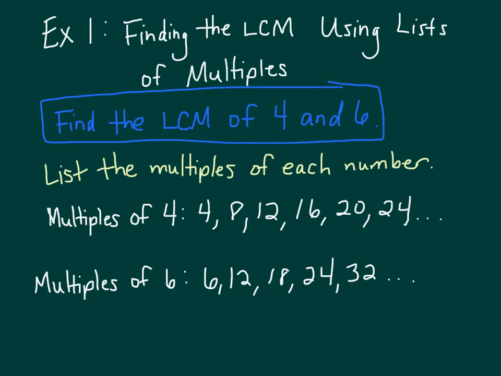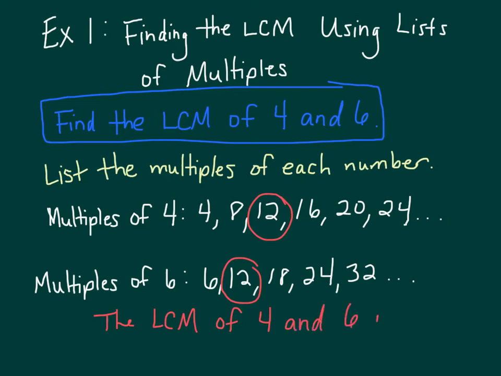To find the least common multiple, we look for anything they have in common. We can see that both of them have a 12 on their list, and they both have a 24 on their list, but since we're looking for the least common multiple, we're going for the smallest one, and the first one they both have in common is 12. So we say the LCM, or least common multiple, of 4 and 6 is 12. That's the first one they have in common.